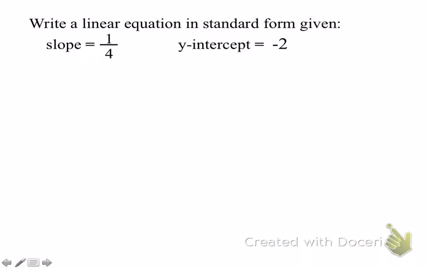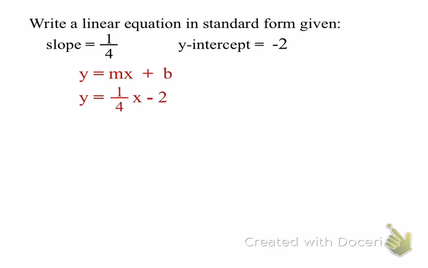M is 1/4. Okay, what is my m, what is my b, Kiana? Your m is 1/4 and your b is -2. Good. So what am I going to substitute in? Keep going, Kiana. Oh, it's y equals 1/4 x minus 2.